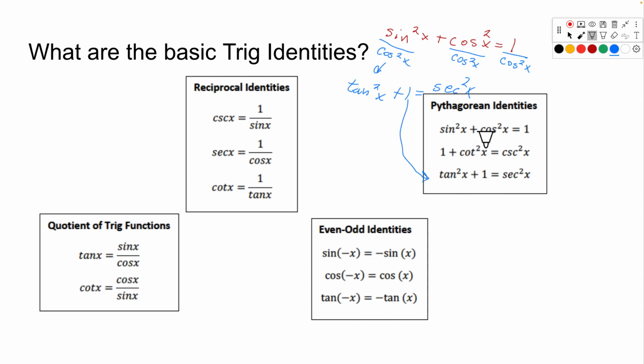The middle one comes from dividing by sine squared x. If you did that, you'd get that one. So those last two I don't always try to memorize. I just remember sine squared plus cosine squared equals 1. If I can remember that one, which I typically do, it's kind of like the Pythagorean theorem, a squared plus b squared equals c squared. If we think of it as a triangle from the unit circle, the other two sort of follow. I don't necessarily remember them, but I can create them.